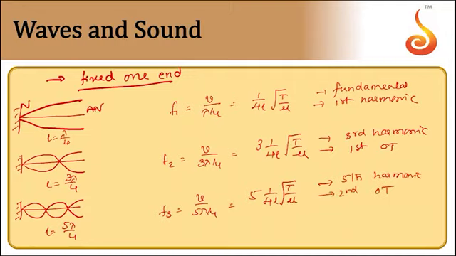So if you observe carefully, only odd harmonics can be generated in this case. Remember, if one end of a string is fixed and the other end is free, only odd harmonics are generated. If both the ends are fixed, all the harmonics can be generated.